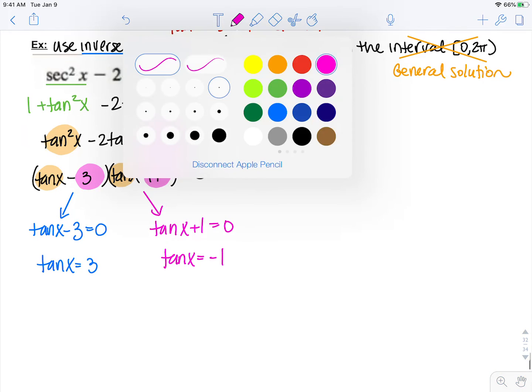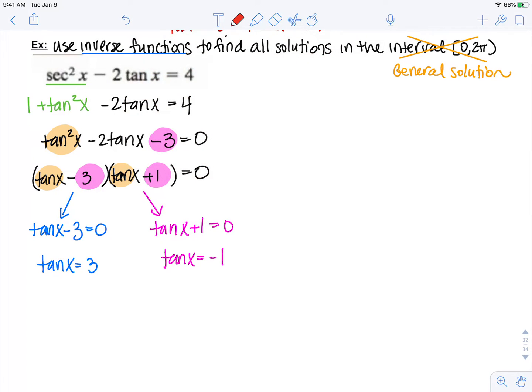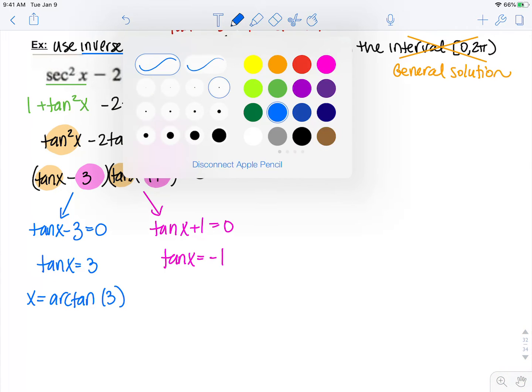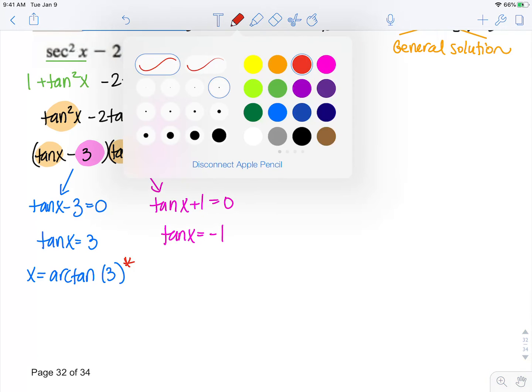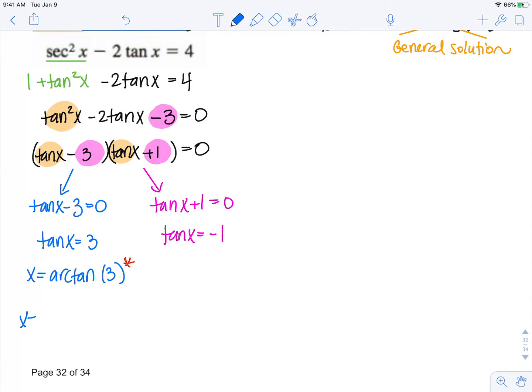So this one here, I can do inverse tangent of 3. And note, once again, I'm going to put an asterisk here. We don't know whose tangent is 3. So the only way we could figure that piece out is with the calculator. So my general solution is arctangent of 3 plus pi n.